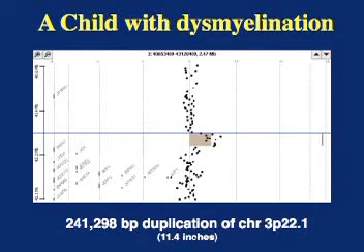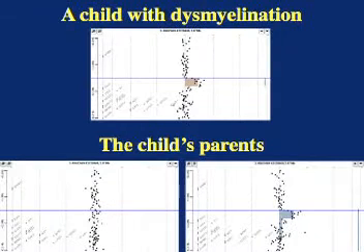As a control for the experiment, we also performed the same microarray experiment on the DNA for this child's parents. We did this in order to correlate the dysmyelination in the child with a unique chromosome change in the child. However, this is what we found. The same region of chromosome 3p is shown in each panel. The child's result that you just saw is at the top panel. The parents' results are in the bottom panels.